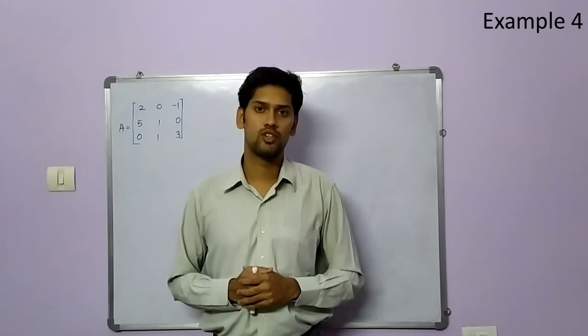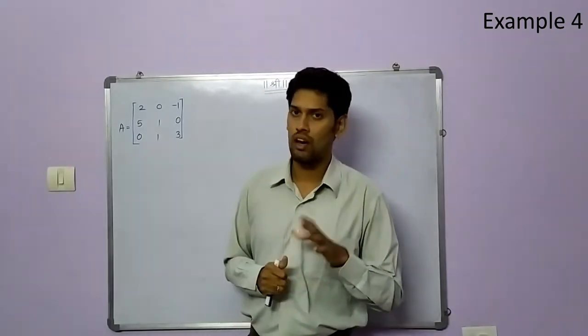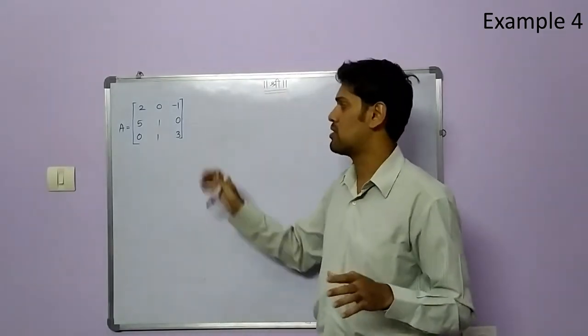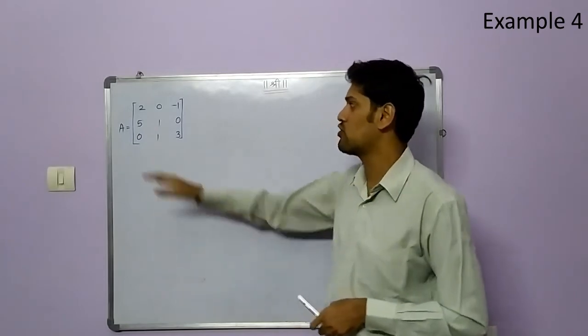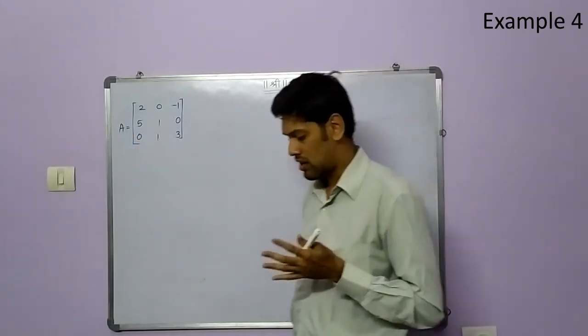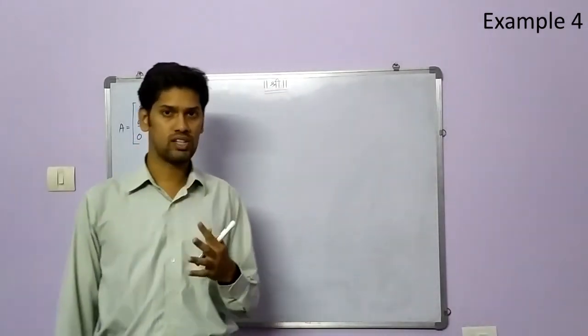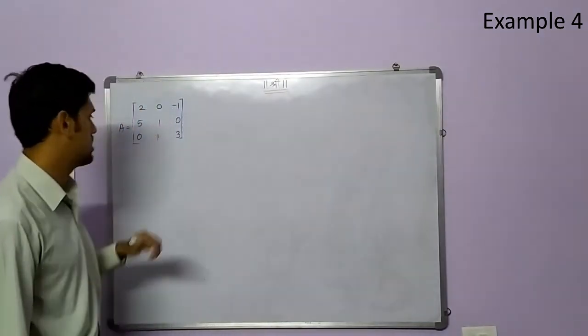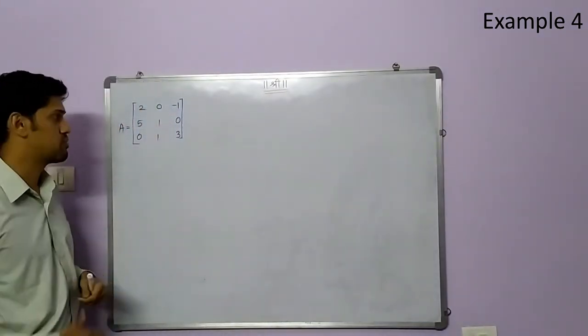Just now we have seen two problems on 2 by 2 matrix. Now we will see a similar problem on a 3 by 3 matrix. That is, we have to find A inverse. Now you are free to choose whether you want to do by row transformation or column transformation. Now I will be doing by row transformation.